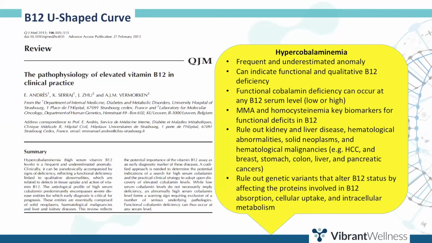Most often it's going to be due to supplementation, but sometimes it just deserves further workup. You want to rule out genetic variants that alter B12 status by affecting the proteins involved in B12 absorption, cellular uptake, and intracellular metabolism. So I am concerned when I see a high B12, and I often recommend further workup, or at the very least, just understanding, obviously, is this just due to supplementation?